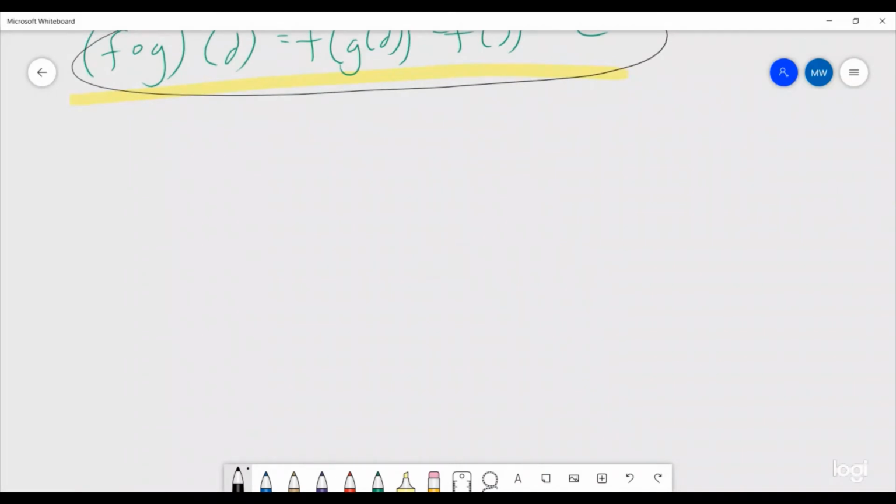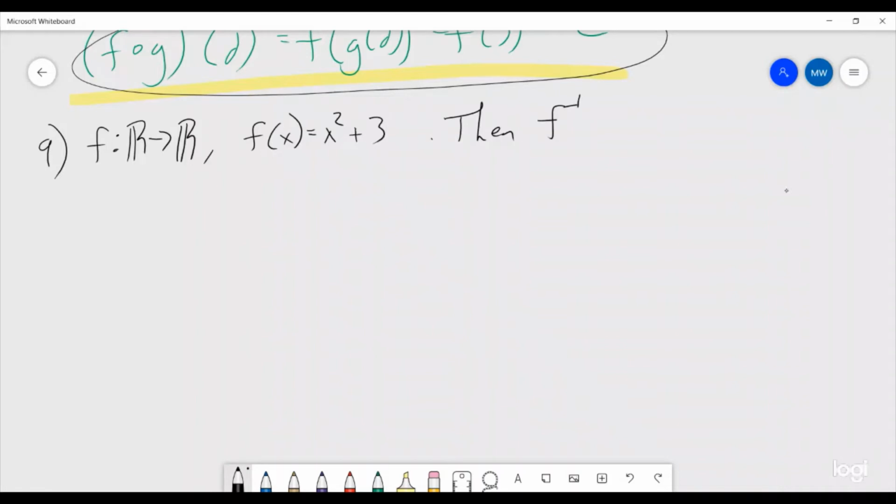So the next one. Alright, so we have f defined from the real numbers to the real numbers, where f of x is equal to x squared plus 3. Then f inverse, or the preimage of {4, 7}, is equal to {1, 2}. Is this going to be true or false?